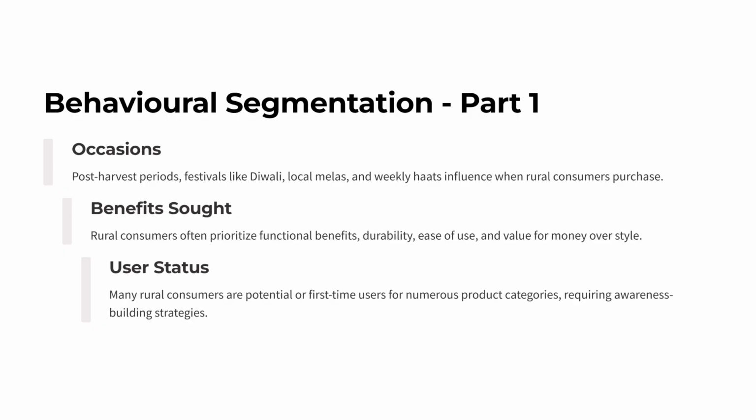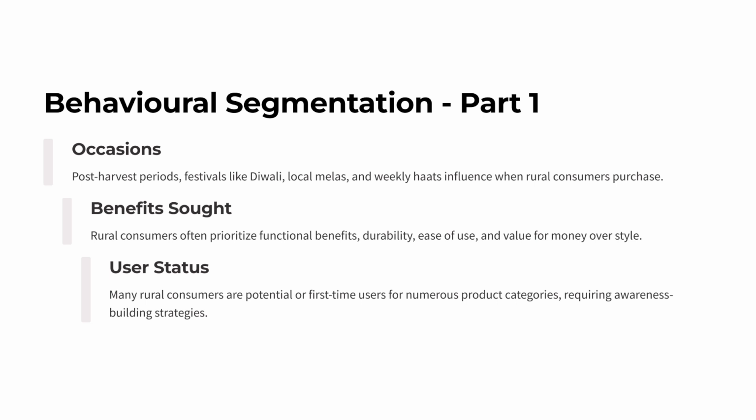First, occasions. Buyers can be grouped according to the occasions when they get the idea to buy, actually buy, or use the purchased item. In rural India, significant purchasing occasions include post-harvest periods, major festivals like Diwali or Onam, local melas, fairs, and regular weekly Hats markets.